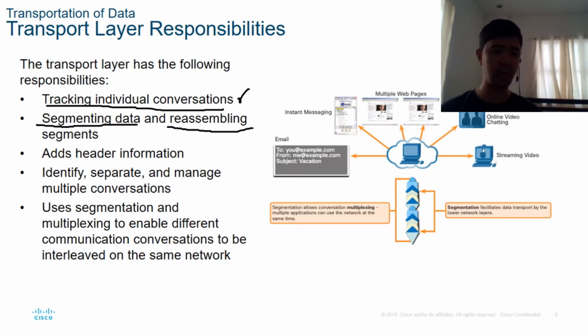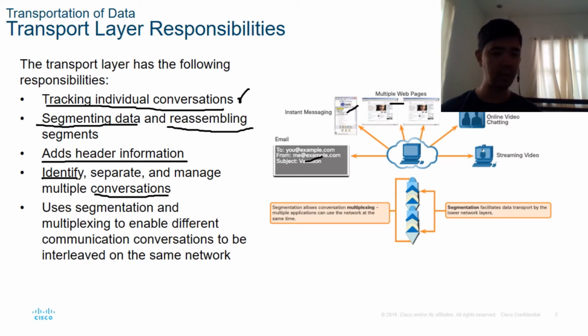There are a couple of added pieces of information in the data. As we go along, we'll define this header or added information. There is a number that identifies applications and, in effect, conversations. Like a port number that identifies an email, an instant messaging, or a web page. We call it a port number, and we'll have a discussion on that.